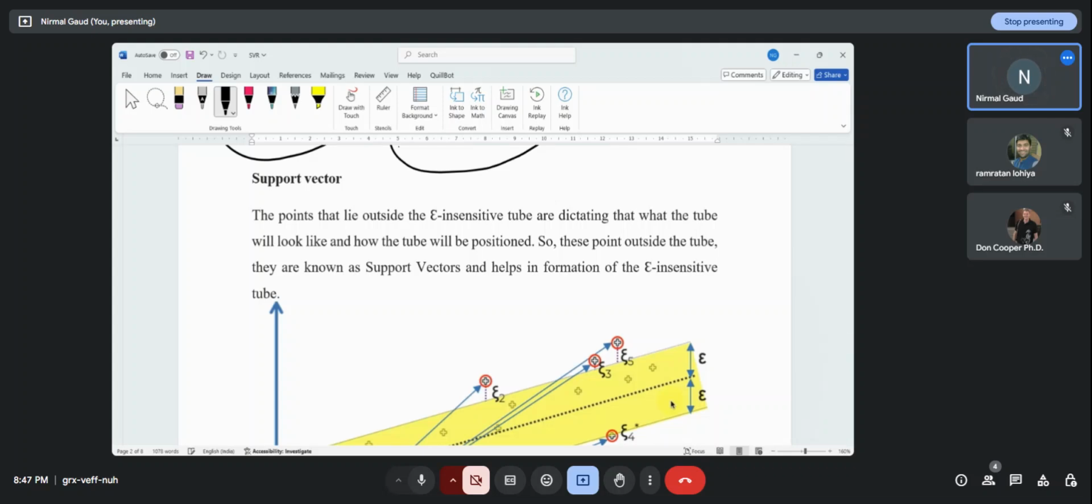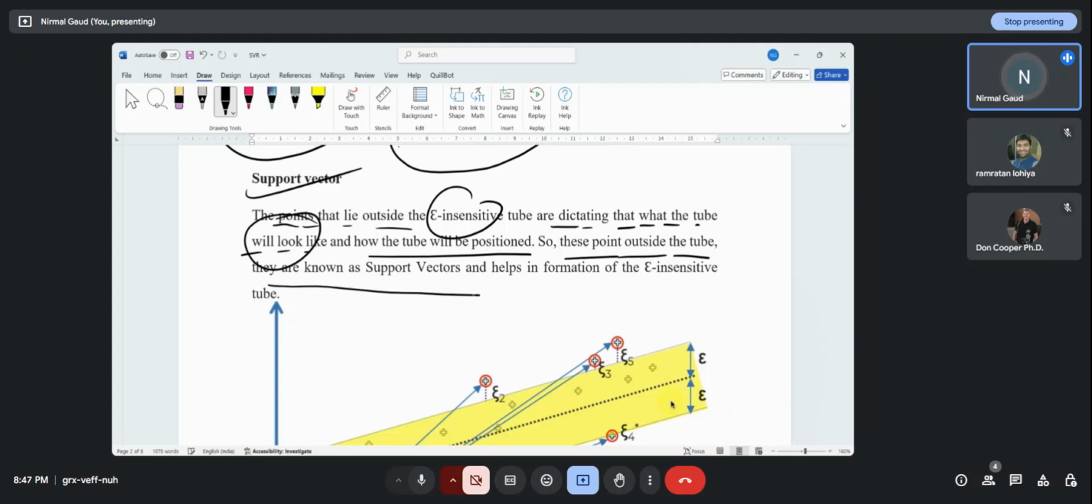Okay. Then support vector. The points which lie outside are dictating what the tube would look like. I was already telling you this thing. They are responsible for the tube. So these points outside the tube are called support vectors. The ones which you are saying as slack star, they are support vectors. They will help me in making the epsilon tube. That is the formulation of the epsilon tube.